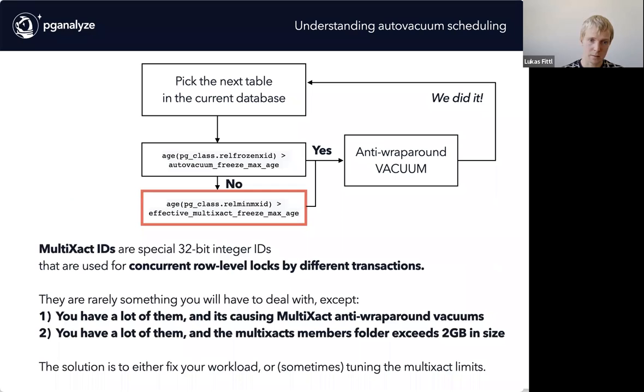A quick interruption here with MultiXact IDs. This is a complicated concept, and we already have way too much content here.